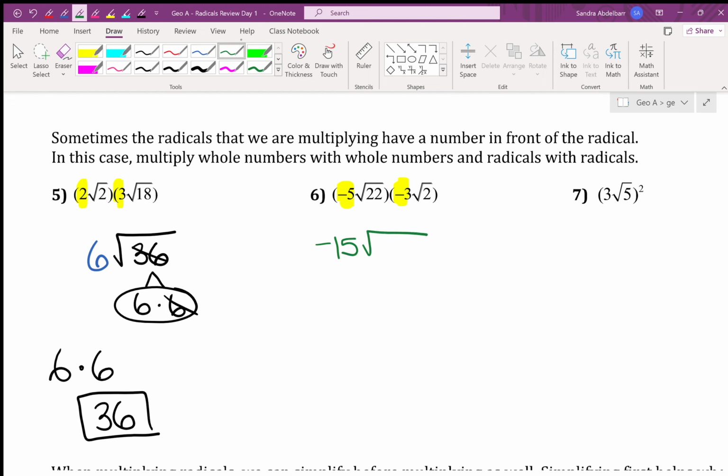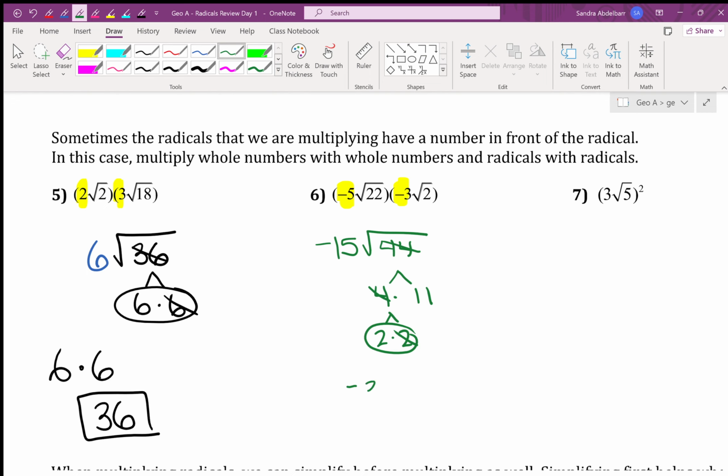Then we're multiplying our radicals. Root 22 times root 2 is root 44. We need to break down the 44. So I would have gone with 4 and 11, and then 4 is 2 and 2. One 2 is coming out, but there's already a negative 15 out there. So what is 2 times a negative 15?